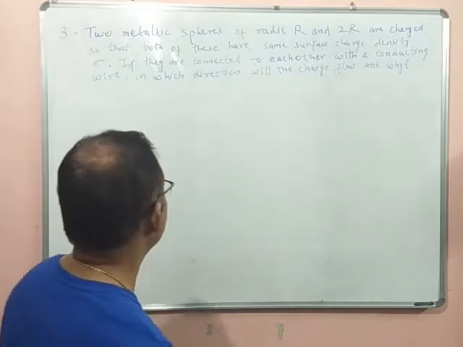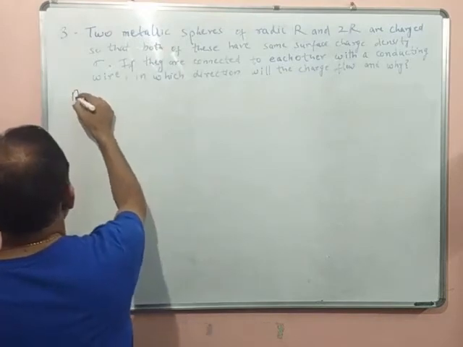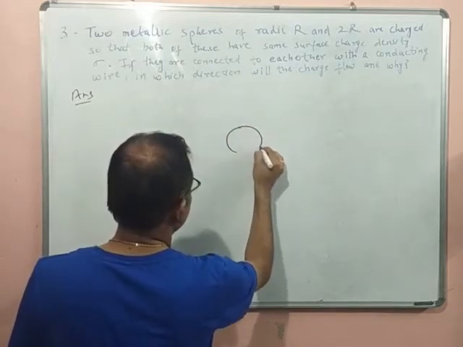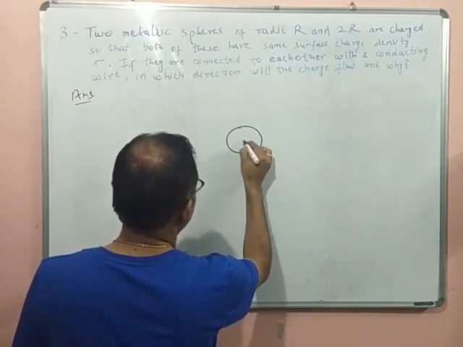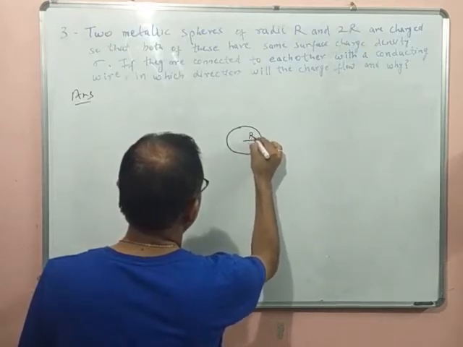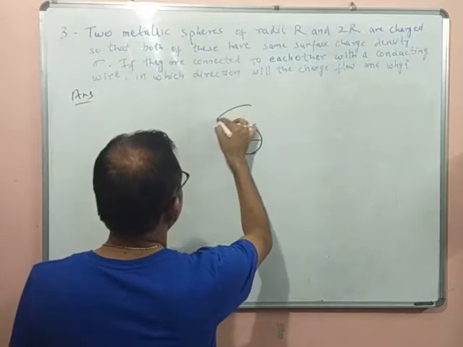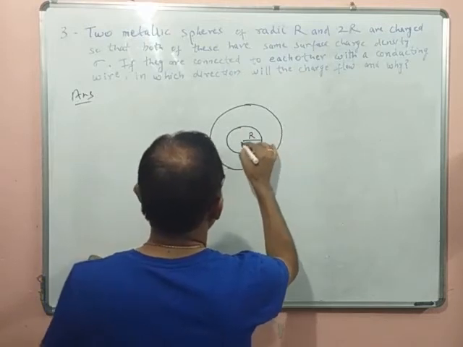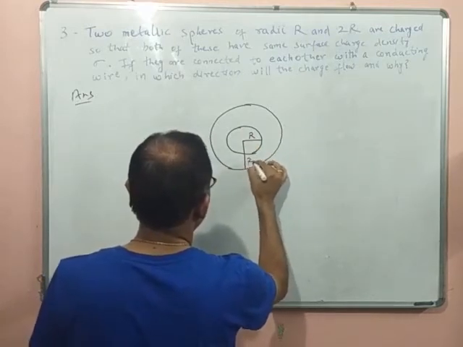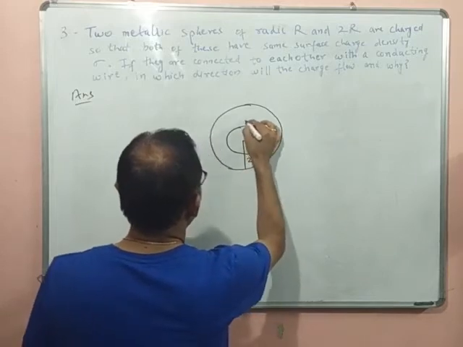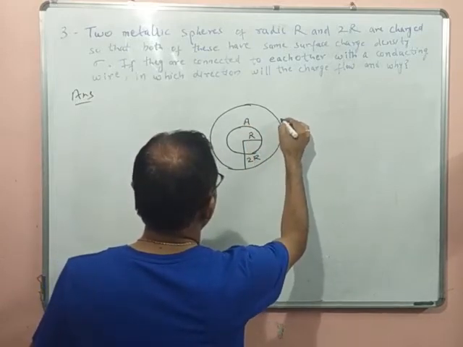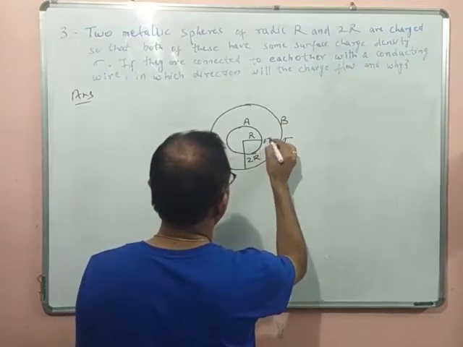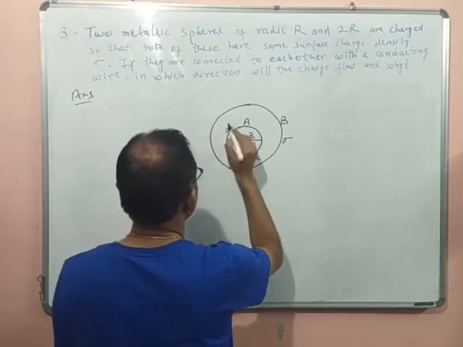So this is a question. So let us first do some constructions. So there's one sphere. Let me draw a smaller sphere. Okay, and this has radius r, and there's a bigger sphere, and this has radius 2r. I will call the inner sphere A and the outer sphere B, and both of these have the same surface charge density.